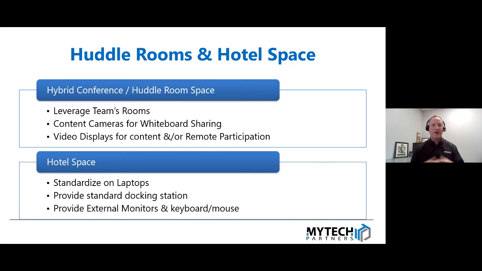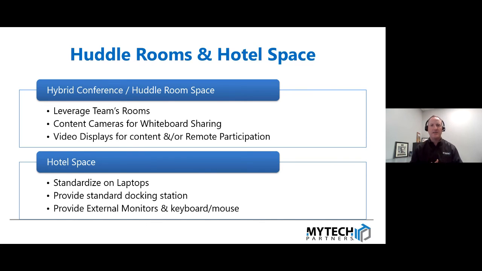So that's where a hybrid conference or huddle room space, if you optimize it with something like Teams Rooms, where you can have content cameras to be able to share the whiteboard, as well as video displays to be able to really bring in the remote folks, and better audio quality for those conferences. So Teams Rooms is one of those things. We just did a session on that a couple weeks ago. It's very cool. It's very easy to use. And if a huddle room space or something like that, or hybrid conference room space is something you're considering or need, give us a call. We can help you with that.